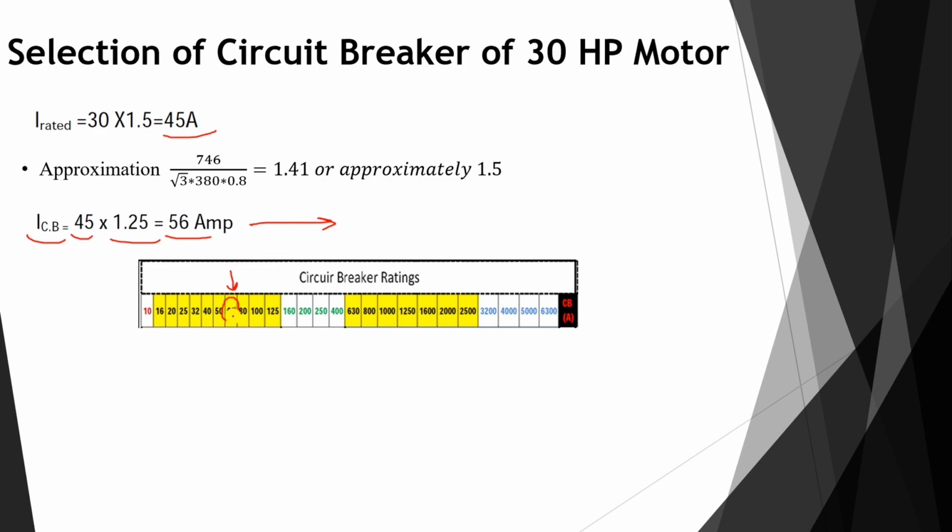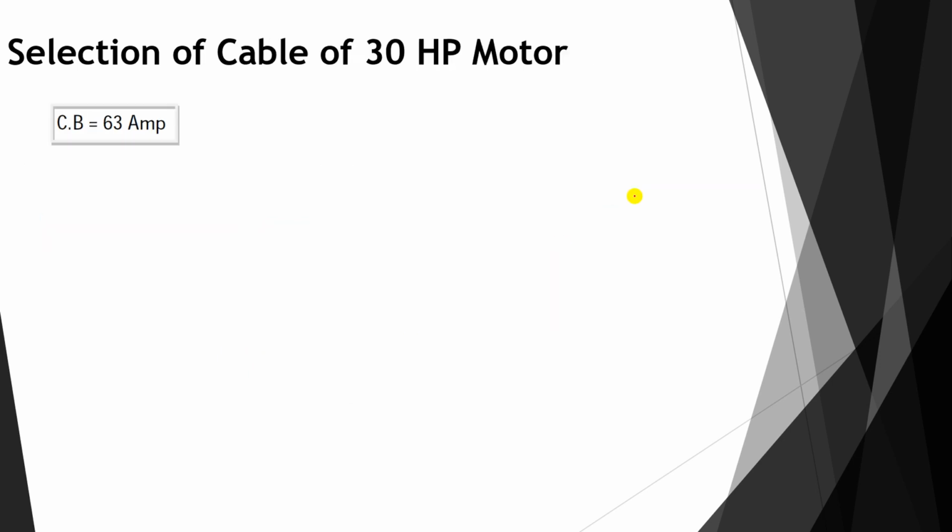Okay, and the difference between them is not very large. So the circuit breaker selected is 63 ampere because it is the one which is available in the market. Now what about the cable? I would like to select the cable for each of these motors of 30 horsepower. Depending on the value of the circuit breaker current, we can select the cable.